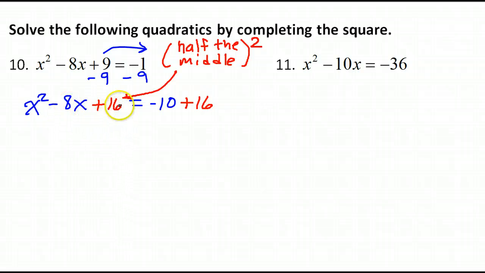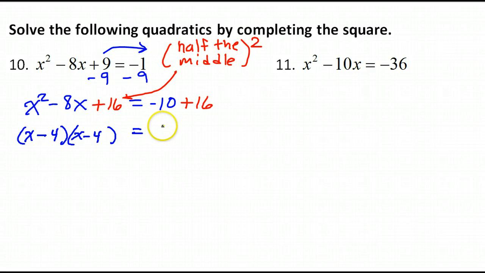You do half of the middle, and then you square that. And anything you add to the left, you have to add to the right. So there you go. Now, the point of completing the square with this special number is that it guarantees that when I factor this, it's going to be the same number twice. So, same parentheses: x minus 4, x minus 4. It's always going to be the same thing twice because of picking this number special.